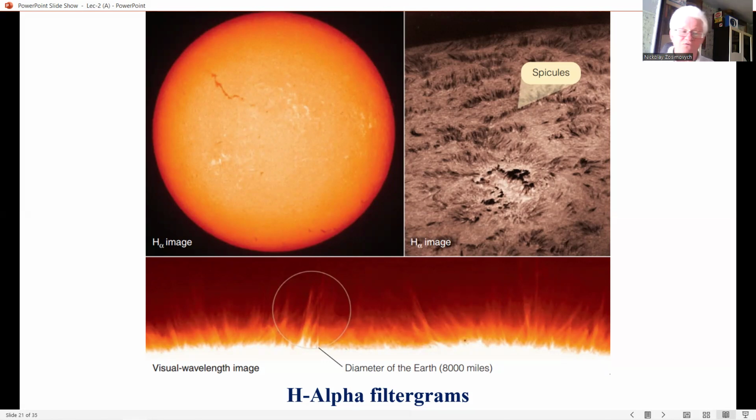Spectroscopic analysis of the chromosphere tells you that it is a low-density gas in constant motion, where the temperature increases rapidly with height. Just above the chromosphere lies even hotter gas.